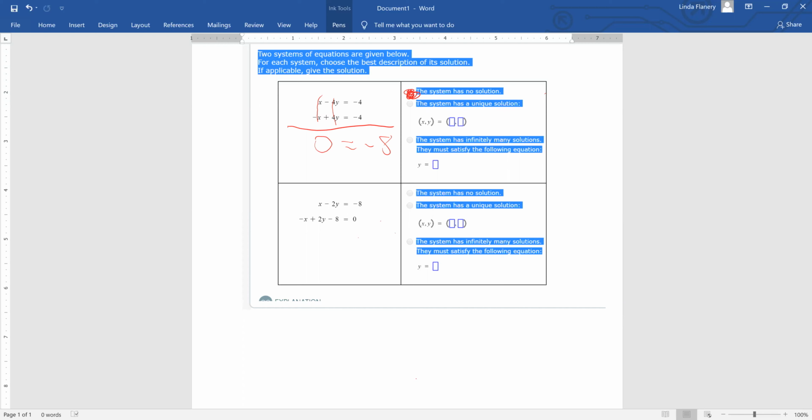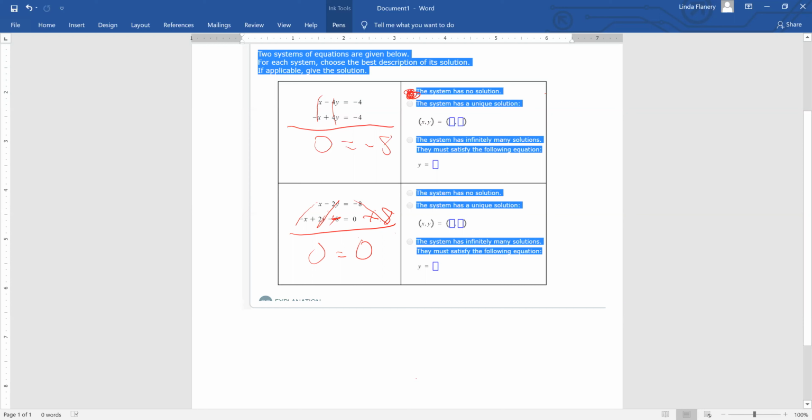We need to move the number to the other side. So I'm going to take this minus 8, move it over to the other side, make it a positive 8, and now I can add my two equations together. X and negative x again cancel out. A negative 2 and a positive 2 cancel out. So this side is 0. And then negative 8 and a positive 8 also cancel out. So this side is 0.